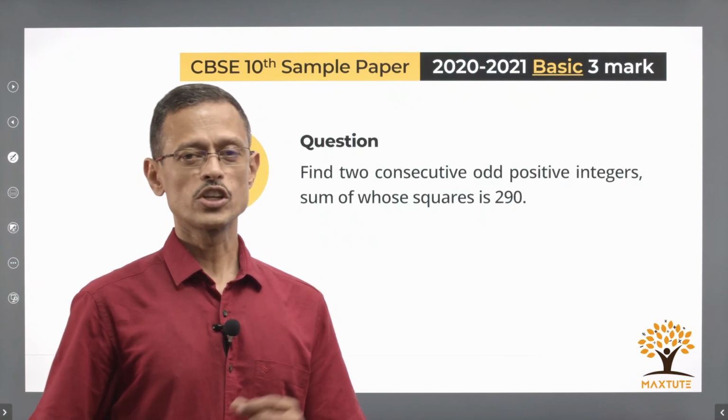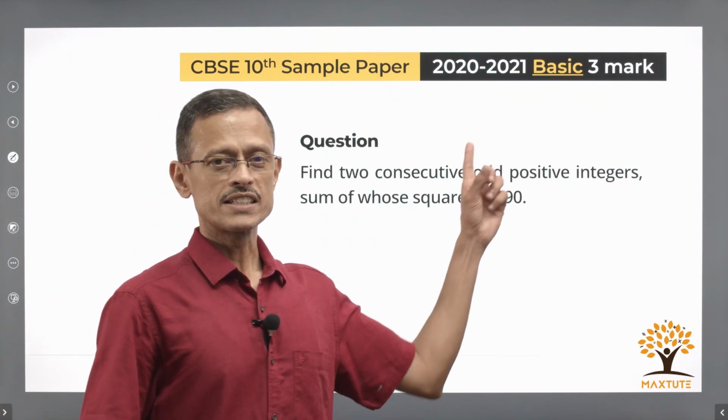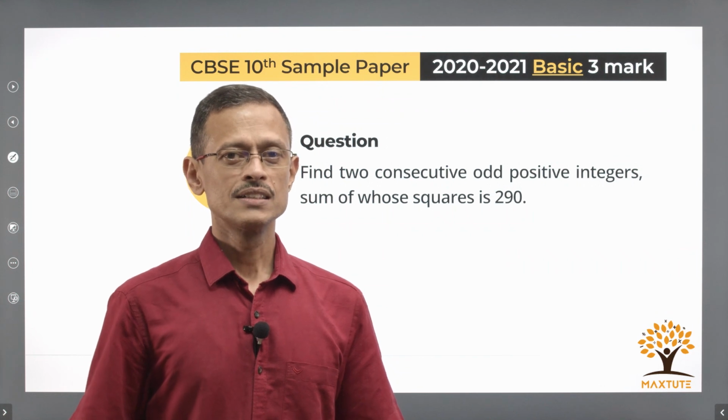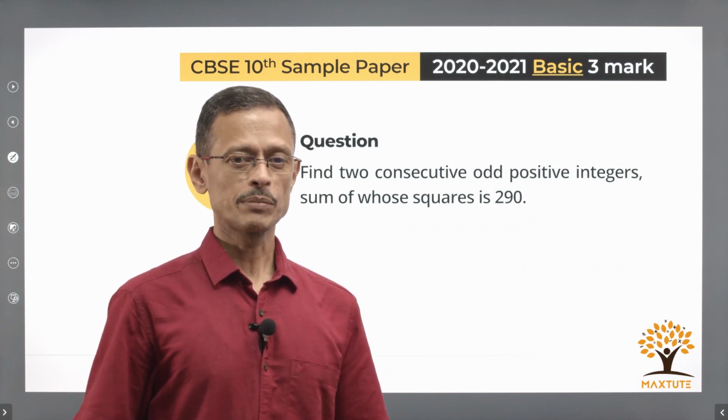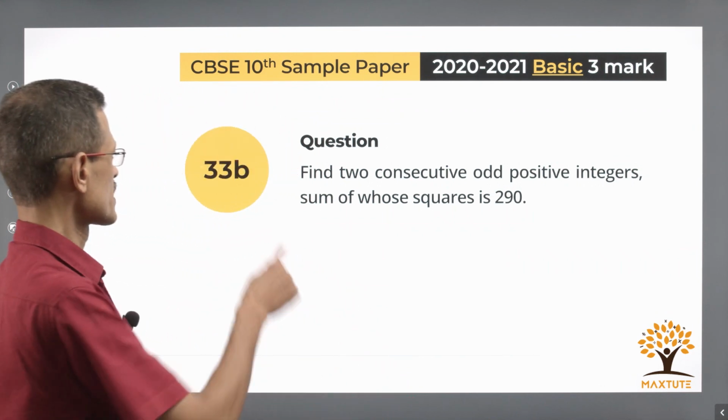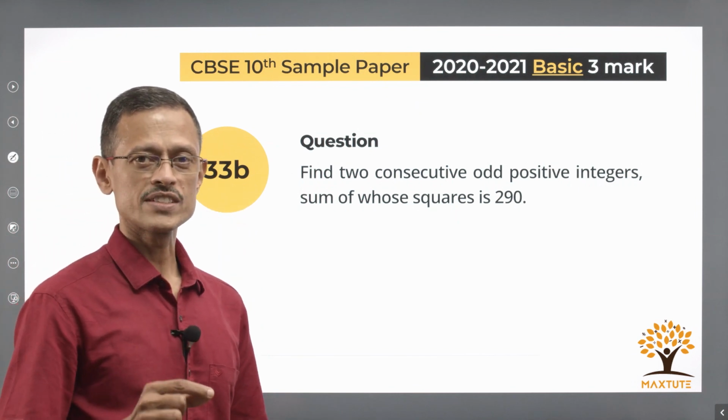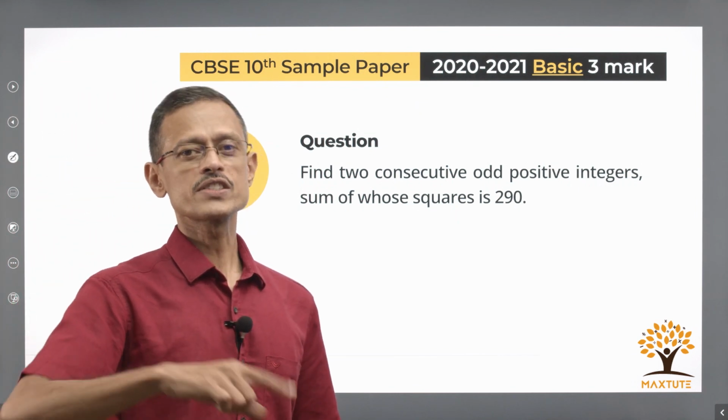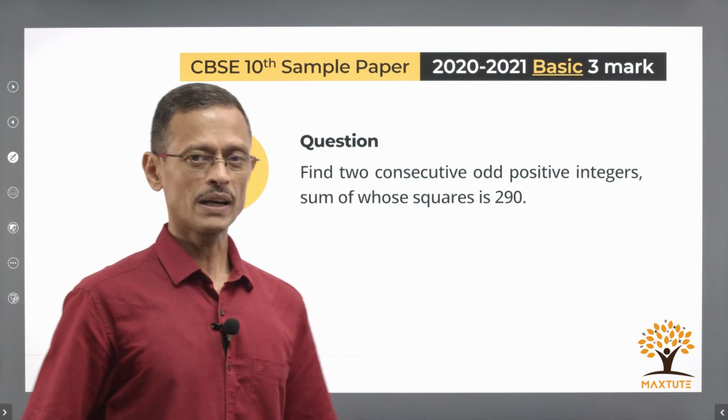CBSE Class 10 Math video solution to the sample paper given by the board for the examination to be conducted in 2021. This is a 3-mark question from the basic version of the paper. It's a quadratic equation question, number 33. This question had an internal choice. This video comprises the solution to the second part. I've done a separate video for the first part.